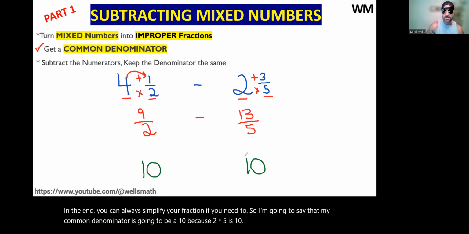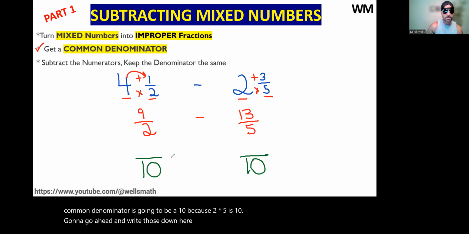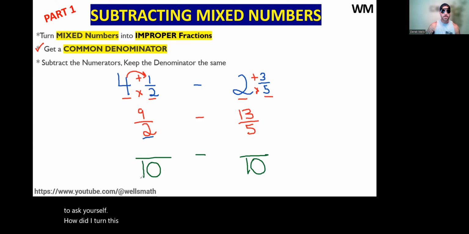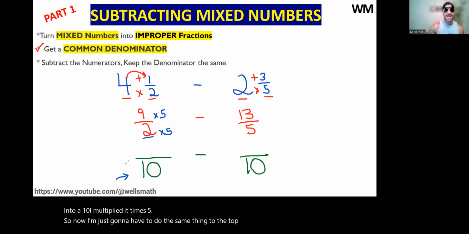I'm going to go ahead and write those down here. But remember, just like the last problem, we cannot just bring those numerators down. You have to ask yourself, how did I turn this 2 into a 10? Well, I multiplied it times 5. So now I'm just going to have to do the same thing to the top number. 9 times 5 is 45.